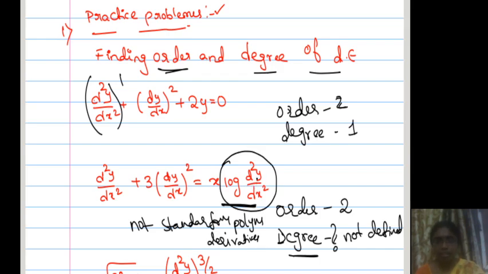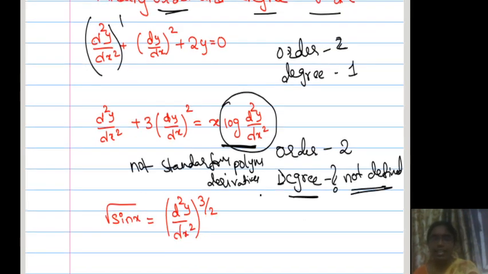There are not finite terms. Only with finite terms can I say polynomial equation, polynomial of derivatives. But it is not like that. It contains an infinite number of terms. That's why I can say degree is not defined. In this question, degree is not defined. Order is 2. Now, tell me here, root sin x is equal to d square y by dx square.